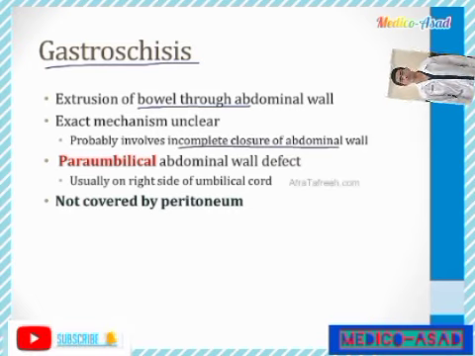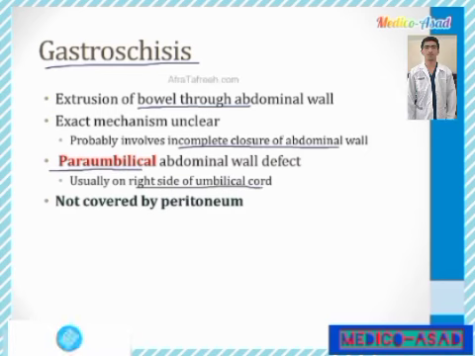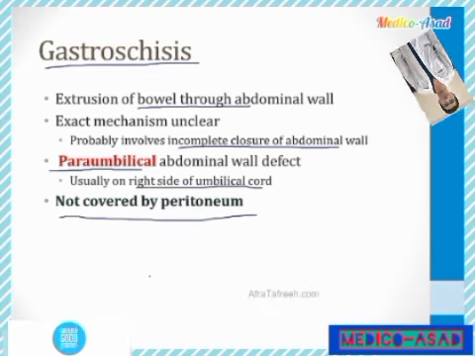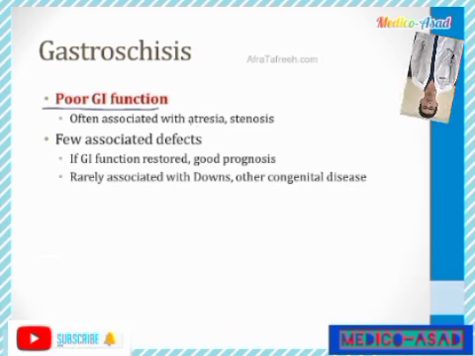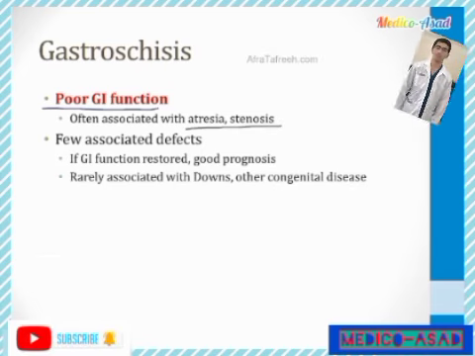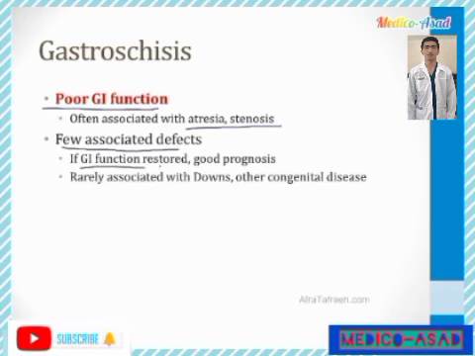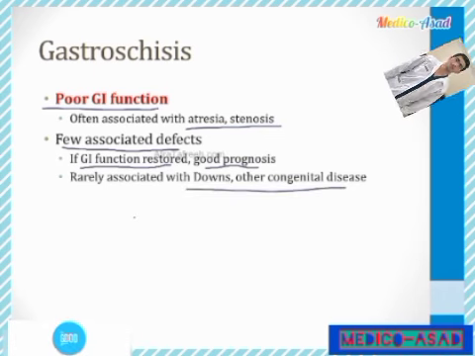Importantly, the bowel will herniate through a para-umbilical defect. It won't be through the umbilical cord. It's usually on the right side of the umbilical cord. And the intestines that are outside of the abdomen are not covered in peritoneum, and this distinguishes gastroschisis from an omphalocele. The problem with gastroschisis is that the bowel is usually damaged when it comes outside of the abdomen. So these children often have poor GI function. Gastroschisis is often associated with bowel atresia and stenosis, which we'll talk about later. The good news about gastroschisis is that it has few associated defects, so if GI function is restored, there's usually a good prognosis. It's rarely associated with Downs or other congenital conditions.